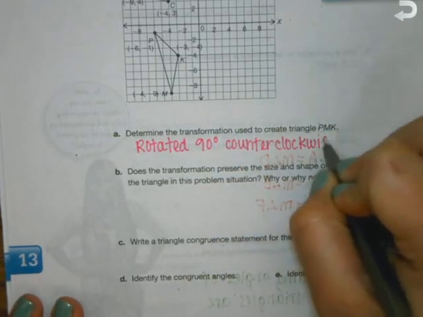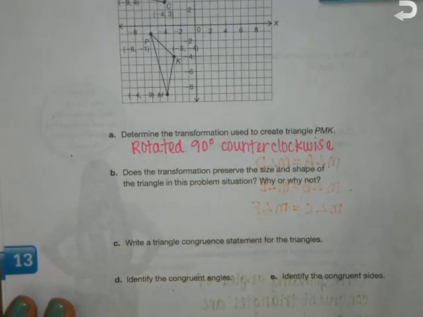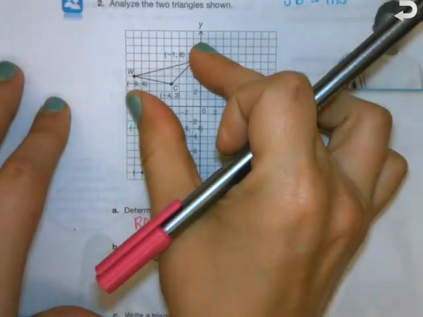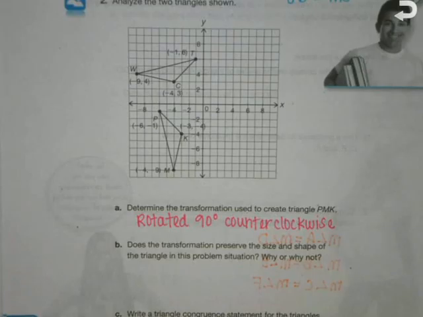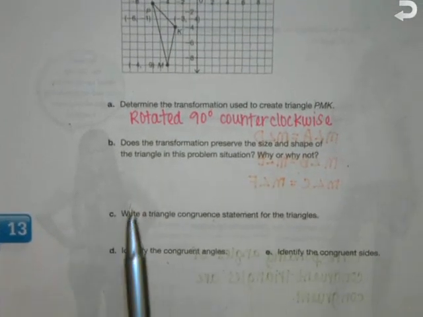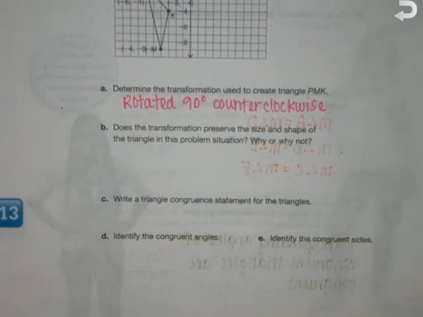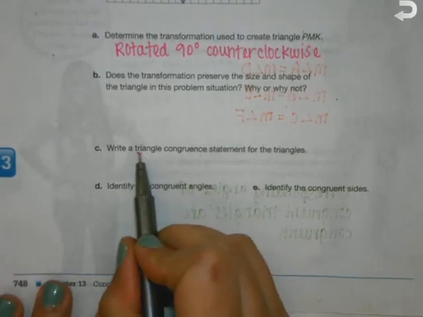Sometimes they will just be shifted, so translated. Sometimes the triangles might be reflected, so you have to be able to tell what was done. In this one, we have our triangle, and then it looks like they rotated at 90 degrees counterclockwise. Okay? So now that we know that, just answer this out loud. We don't have to write it down. Does the transformation preserve size and shape of the triangle? Yes, the rotation does not change the shape of the triangle. So what we're going to do next is we're going to write a triangle congruent statement.